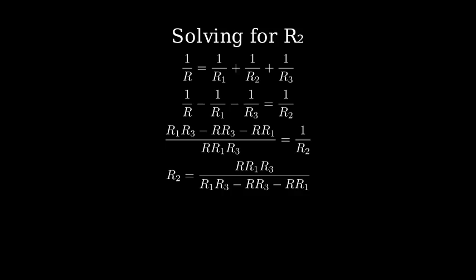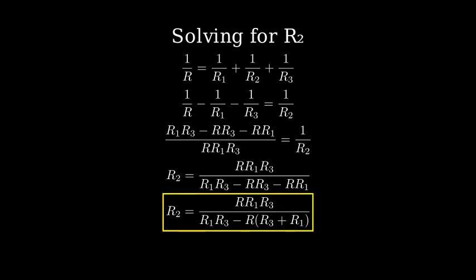Let's factor out R from the denominator to simplify our expression. In the denominator, R_1 R_3 has no R term, while R R_3 and R R_1 both have one R term. And there we have it. This is our solution for R2.